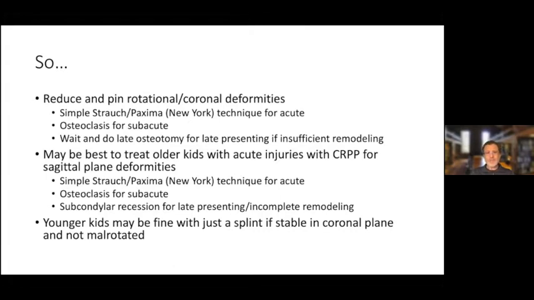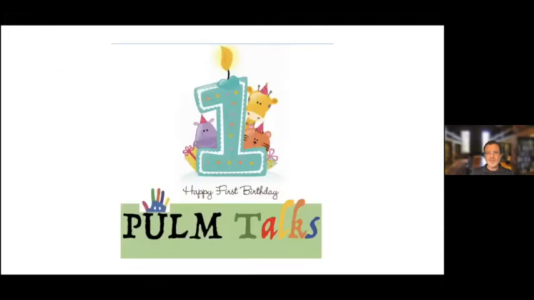It may be best to treat older kids with acute injuries with closed reduction of percutaneous pinning, even for just sagittal plane deformities. And again, the simple Strouch technique, the osteoclasis, and for late presenting fractures, if it's just a sagittal plane deformity, you can do a subcondylar recession, and like Tata suggested, to be able to get full motion. However, younger kids may be fine with just a splint if they're stable in the coronal plane and they're not malrotated.